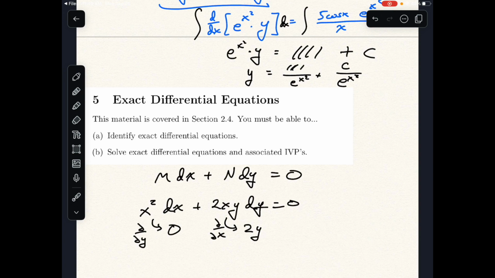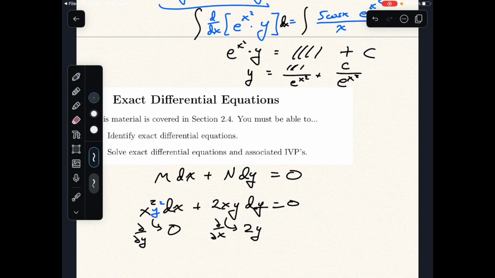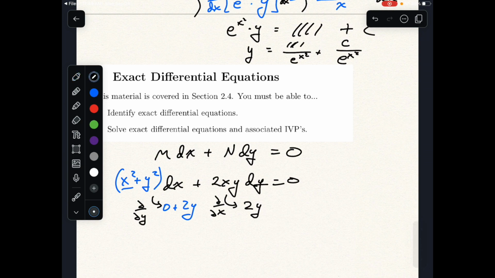But if I were to change this problem to x squared y squared, actually, no, that's not going to work. Let's just make it, actually let's do x squared plus y squared. I think that would work out. So x squared plus y squared, what is the derivative with respect to y? Well, the derivative of x squared is 0, the derivative of y squared is 2y, and so this is actually going to give us equal mixed partials, right?